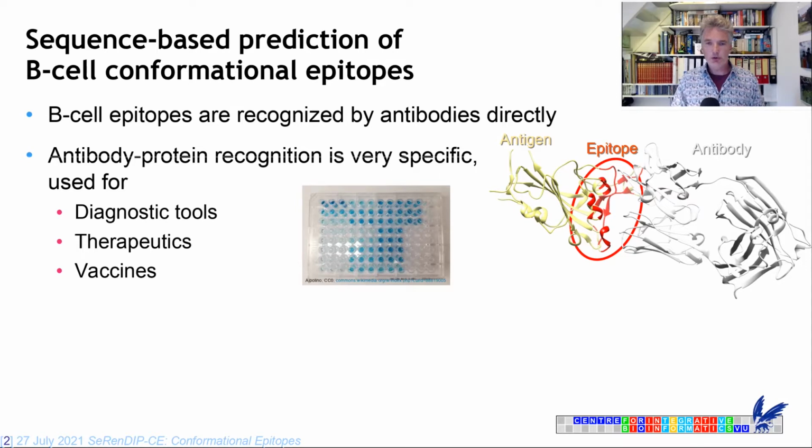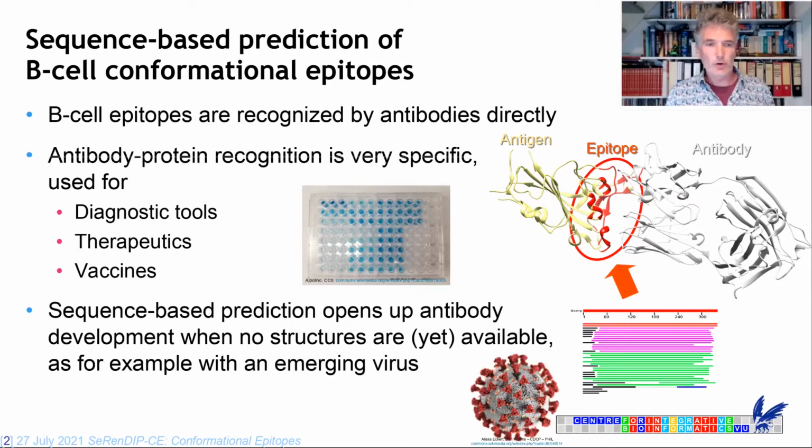antibodies for good efficiency. Also, if you are facing a new pathogen, an emerging virus, you might not yet have a structure available to do your analysis on, and then the sequence-based predictor might be the first thing that you could use as soon as new genomic sequences become available.